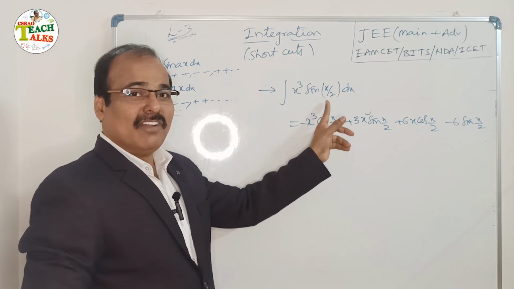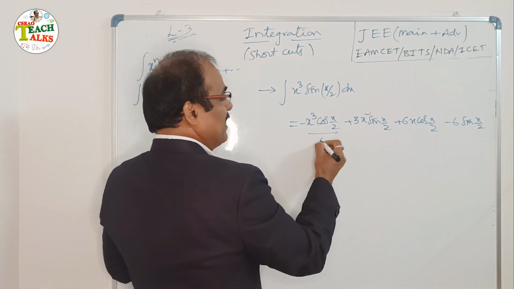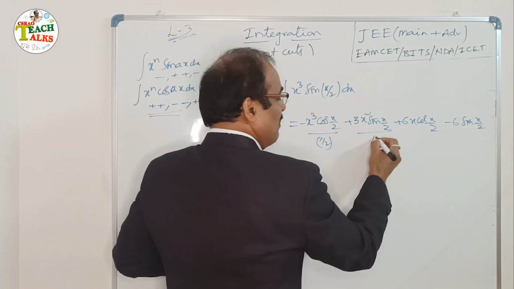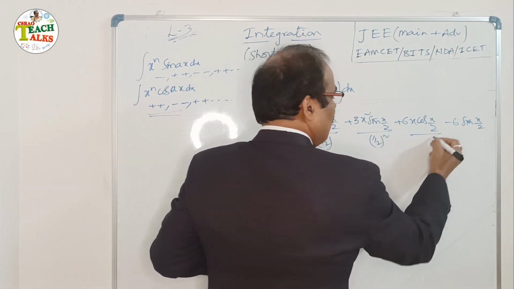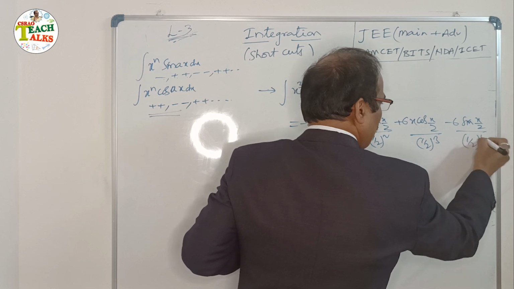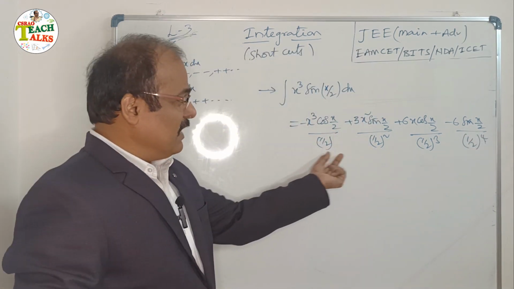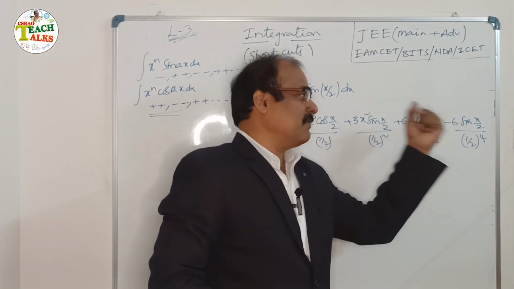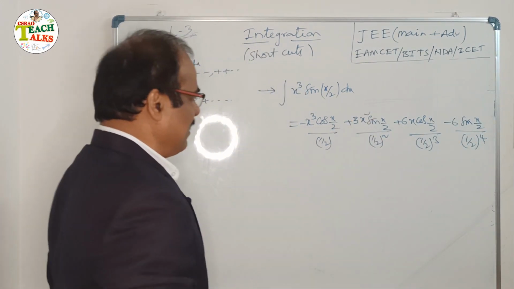And not yet finished. Here a is 1 by 2. Here 1 by 2, here 1 by 2 whole square, here 1 by 2 whole cube, here 1 by 2 whole power 4. First one is whole power 1, whole power 2, whole power 3, whole power 4. 4 terms are there, no? You have to write like this.